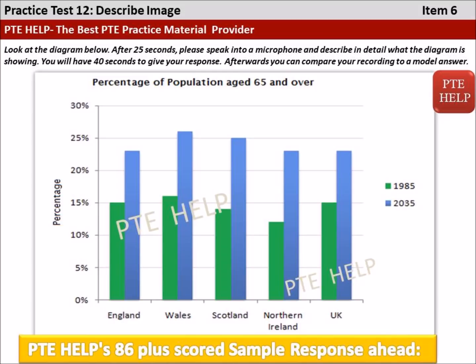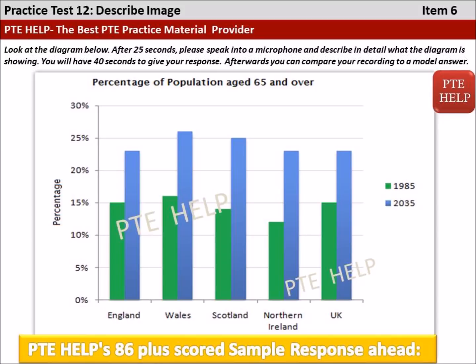The bar chart illustrates the percentage of the population aged 65 and over in England, Wales, Scotland, Northern Ireland and United Kingdom in the year 1985 and the predictions of 2035. Firstly, it is clear that the elderly citizens were most in Wales, accounting for 16% and followed by UK and England, accounting for 15%.